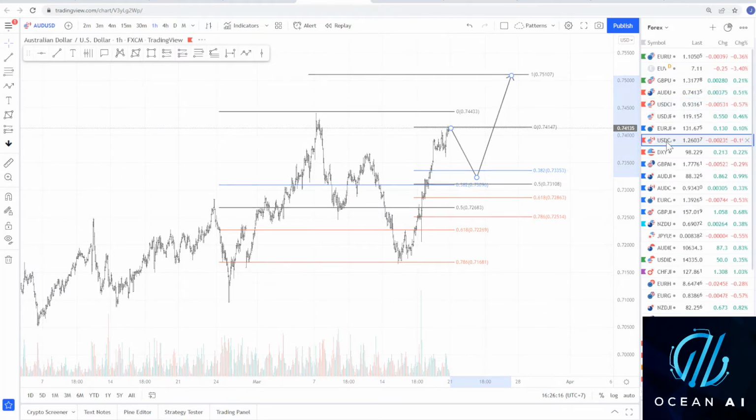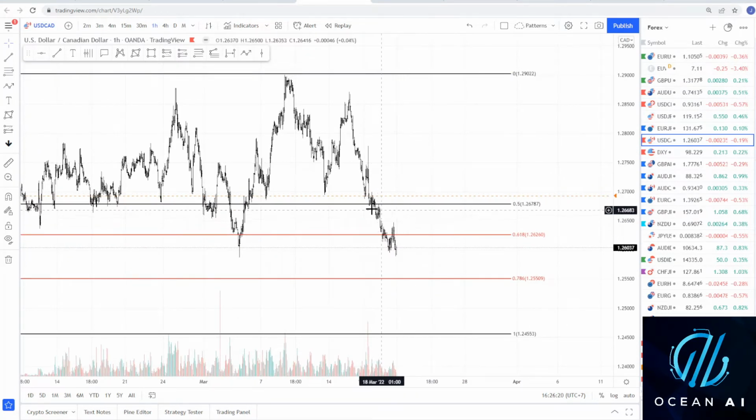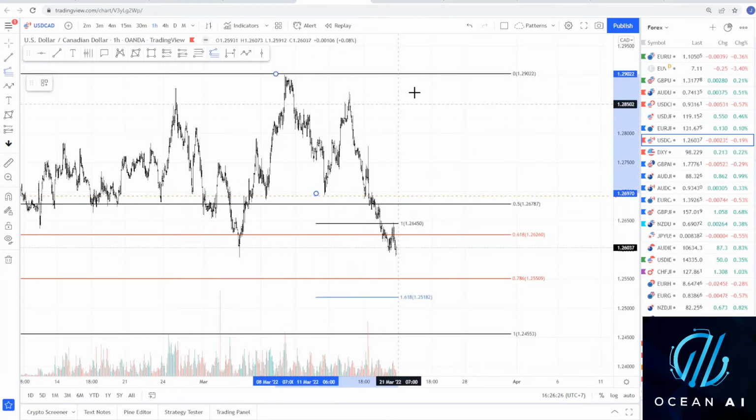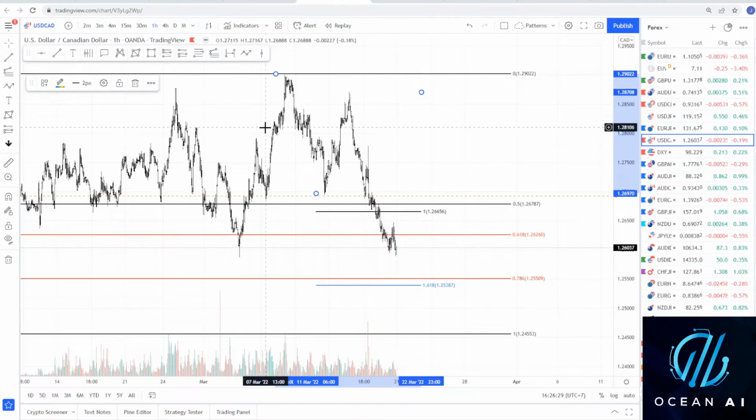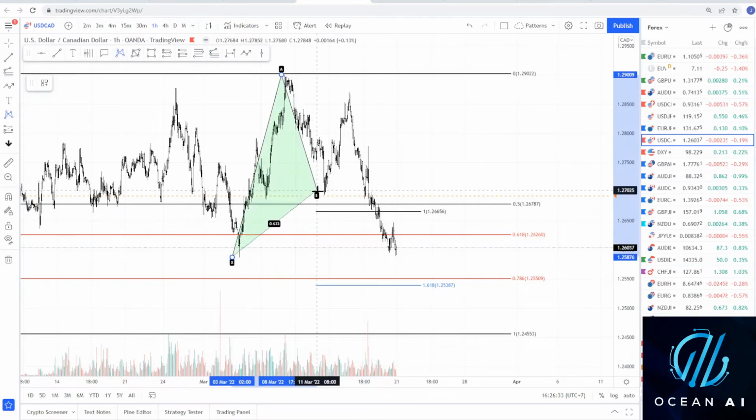What else we got? We got the Canadian here. Lucked out on the Canadian last week. So I was looking for this Gartley here, was set up real nice. Had a lot of things going for it, time, price, and everything.